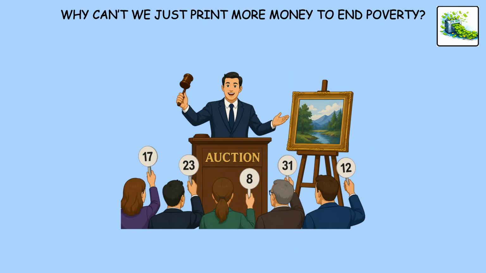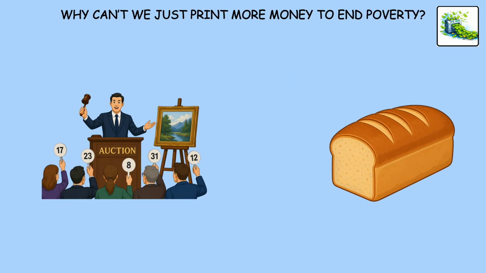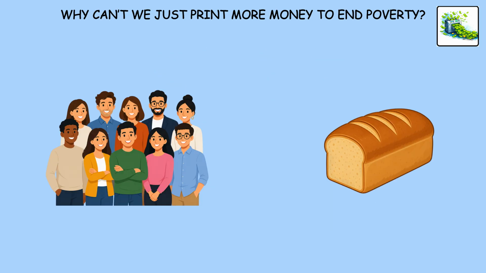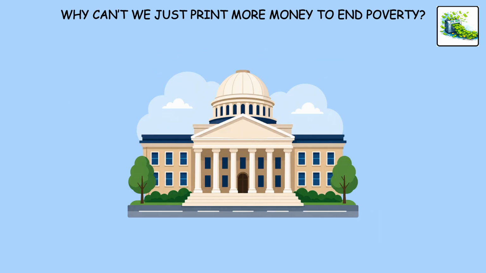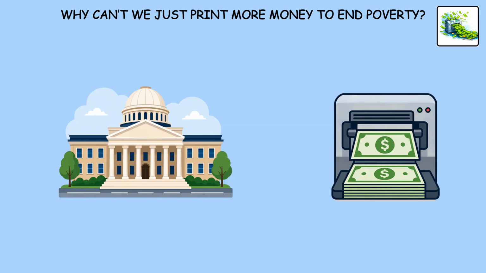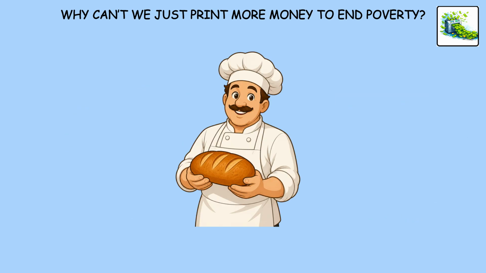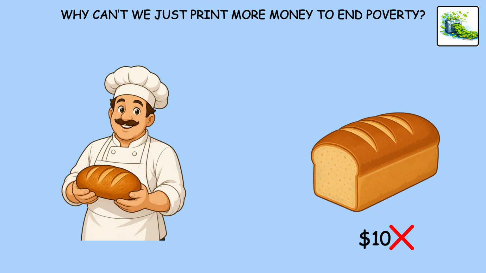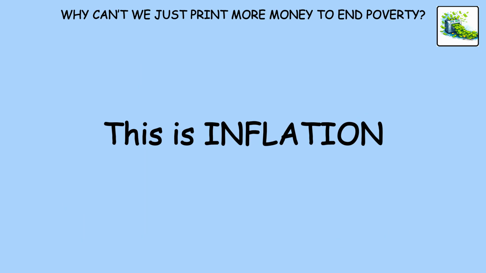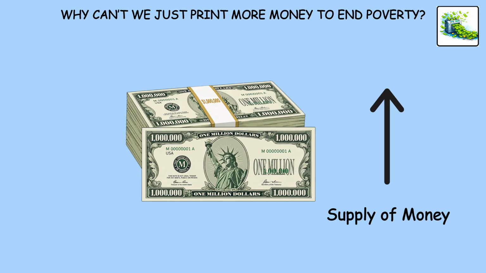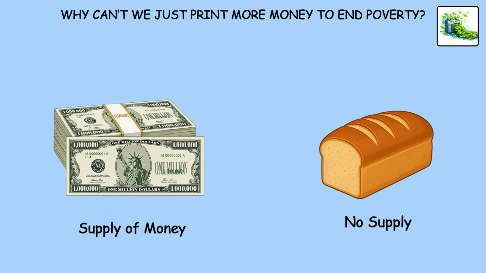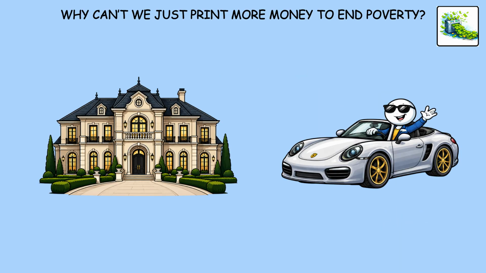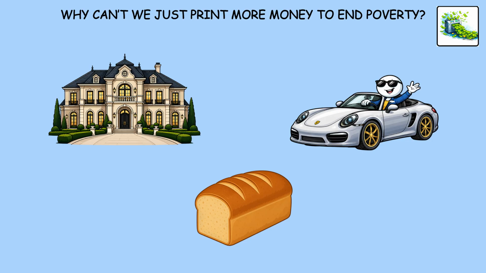Imagine you are at an auction for the last loaf of bread on earth. If everyone has $10, the bread might sell for $10. But if the government prints money and gives everyone $1 million, the baker isn't going to keep the price at $10. He's going to raise it to $1 million. This is inflation. When you increase the supply of money without increasing the supply of stuff to buy, like houses, cars, or bread, each individual bill becomes less valuable.